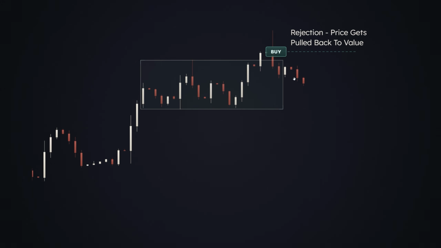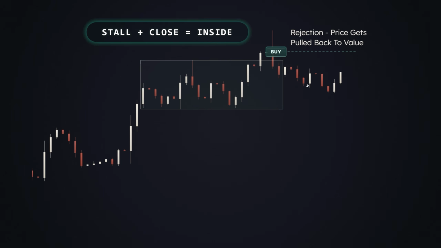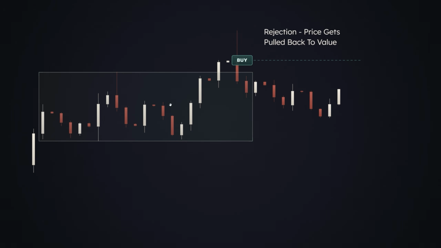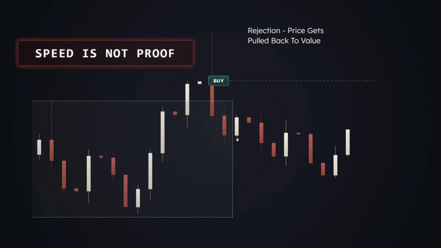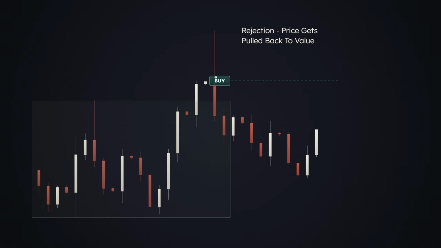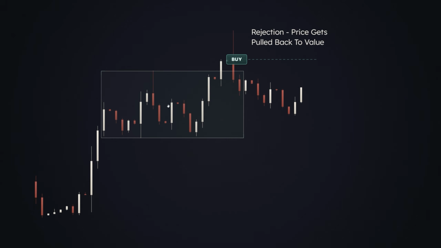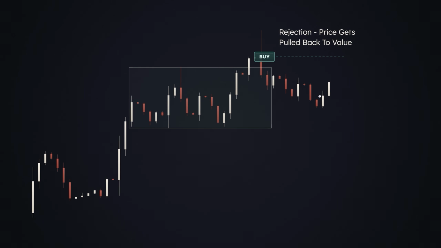The next candle wicks higher, stalls, and closes back inside value. That changes the whole story. Speed felt like proof, but the market just showed the opposite. The stop lesson is even cleaner. The trader buys above the range, places the stop under the breakout candle, and gets hit when price snaps back inside. That loss was not caused by bad luck.